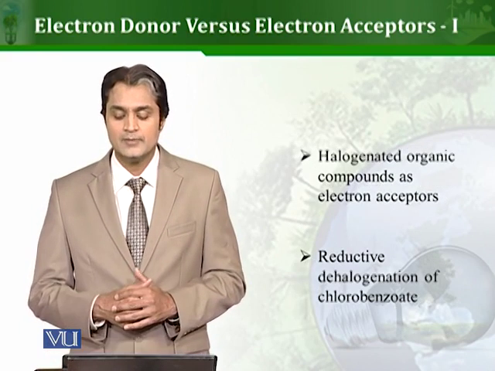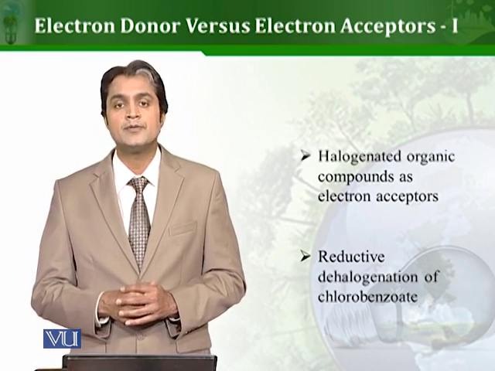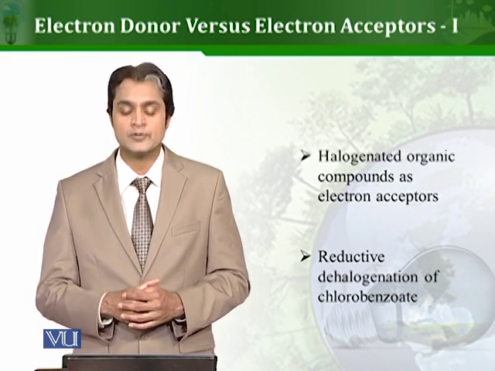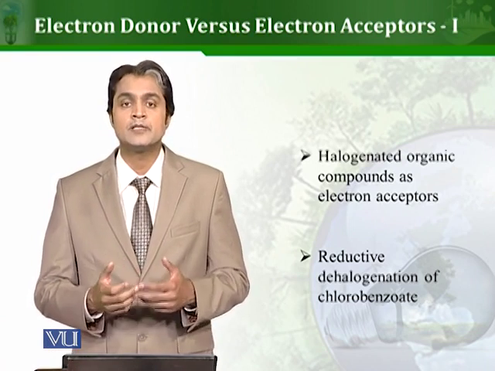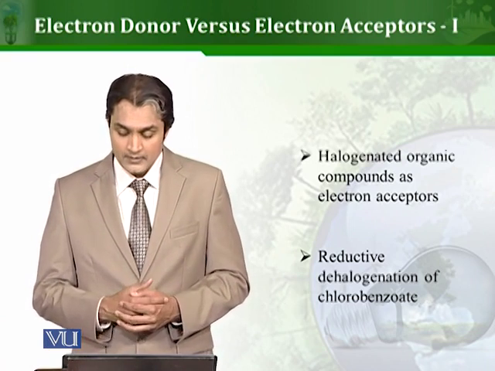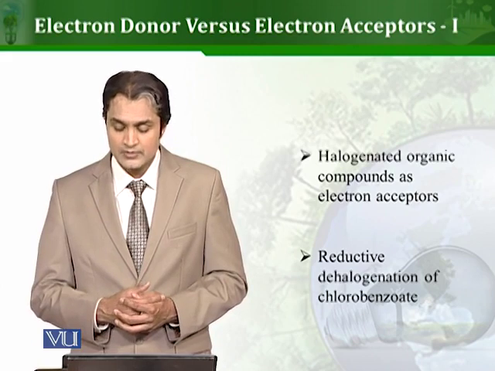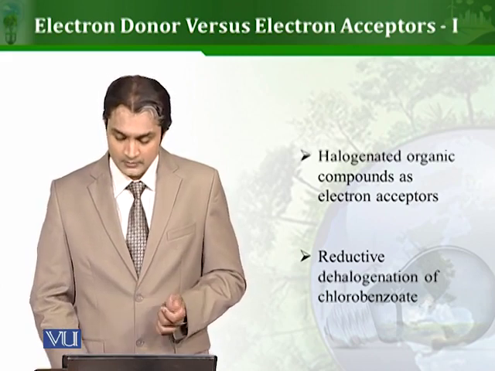Now there are so many different halogenated organic compounds which are mostly toxic, and those can act as electron acceptors in so many different microbial processes. An example is the reductive dehalogenation of chlorobenzoate. Let's talk about this one.